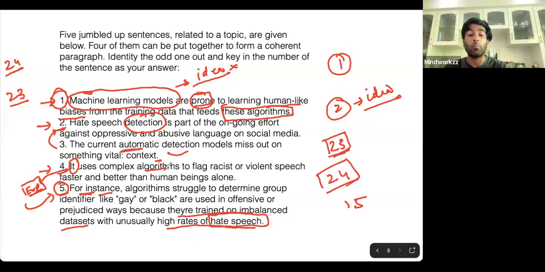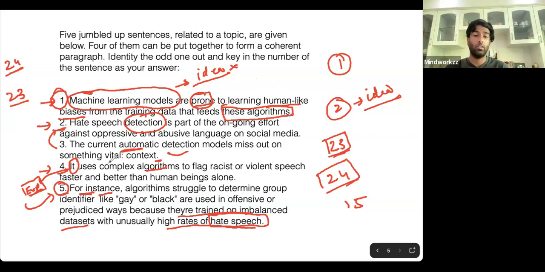No, that is not the problem. That is not why they are not able to detect. It's not that lack of context leads them to struggling to determine group identifiers. What is leading to them not being able to determine group identifiers is machine learning models which are prone to learning human-like biases from the training data that feeds these algorithms.